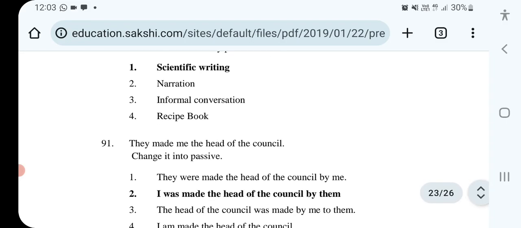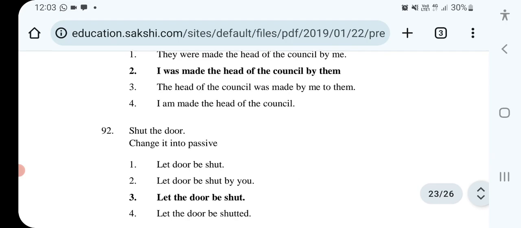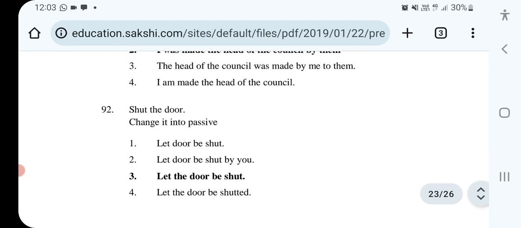They made me the head of the council. Changed into passive voice: I was made the head of the council by them. Shut the door. Passive: Let the door be shut.